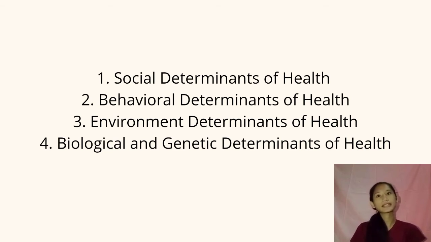The third one is environmental determinants of health. These determinants of health include lead exposure, asthma triggers, workplace safety factors, and unsafe or polluted living conditions. The last one is biological and genetic determinants of health. These include family history of heart diseases and inherited conditions such as hemophilia and cystic fibrosis.